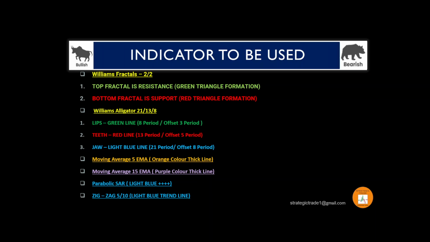One more indicator we are going to use is the parabolic SAR, the parabolic stop and reverse. How we are going to use it, we will also discuss. And one more indicator is the zigzag indicator, 5 by 10. We will use that 5 by 10 zigzag indicator to find out the trend. These are all the 6 indicators we are going to use.